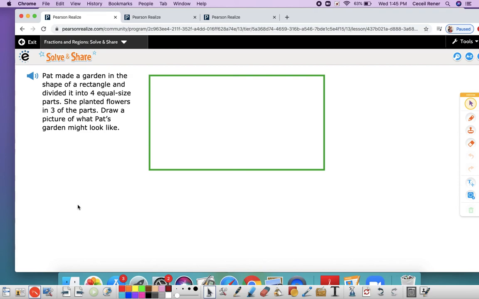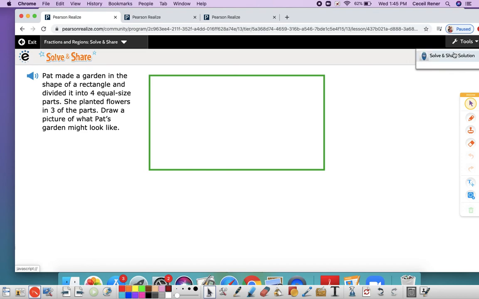Well, what is true about the same size parts of Pat's garden? They are all equal in size and they are all part of the same whole. And do you remember about fractions? What fraction of the garden is 1 part? 1/4. So you can pause the video and then you can work on drawing the garden. Okay, now let's compare pictures.